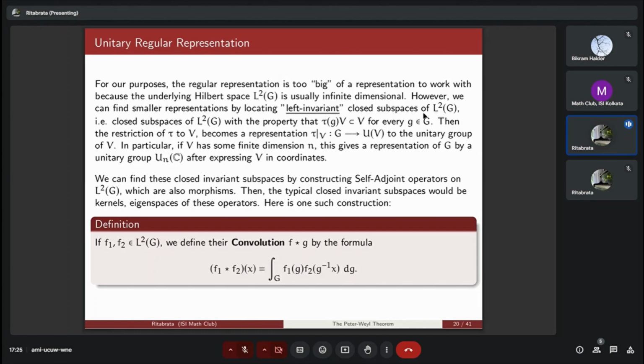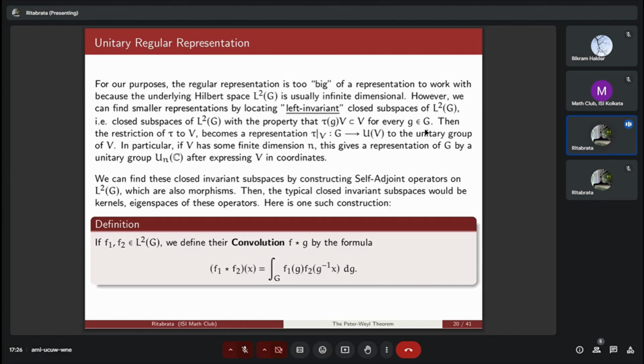with the property that tau(g) of V is a subspace of V for every g. I mean, it has to be stable, otherwise we will not be able to get a subrepresentation. Then the restriction of tau to V becomes a representation into the unitary group of V. In particular, if V has some finite dimension n, then we can identify V with C^n, and U(V) can be identified with the unitary group U_n(C), that is all n cross n unitary matrices. Basically, it will give us a homomorphism from G to U_n(C). This is basically what we want to do.